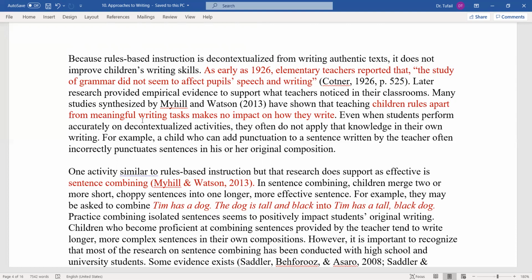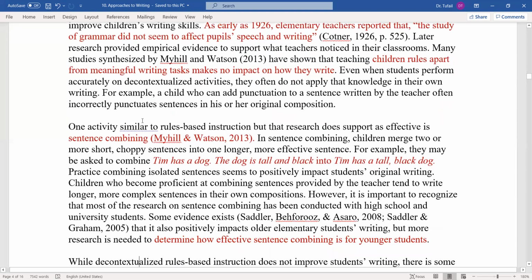Here is only one study that shows the sentence combining technique is somehow meaningful and contributive, in which different parts of sentences are given and the students are asked to combine them in order to make a sensible sentence where they develop a context. Here's an example: Tim has a dog, the dog is tall and black, becomes Tim has a tall black dog. So this way, by combining sentences, students can develop their content.